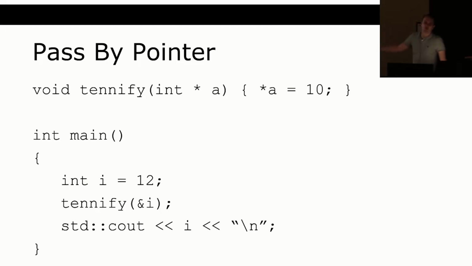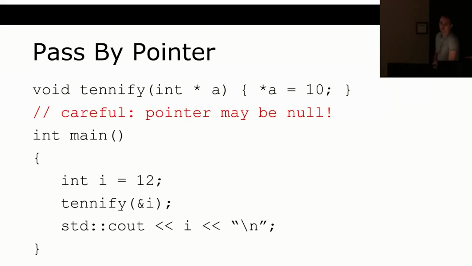Now maybe some compiler would optimize that away, I don't know. But it would say, okay, look up the address and change the value at that address to 10. So down here, we would actually print out I. But be careful, this pointer may be null. We have not done any error checking here to make sure that we are not dereferencing a null or invalid pointer.